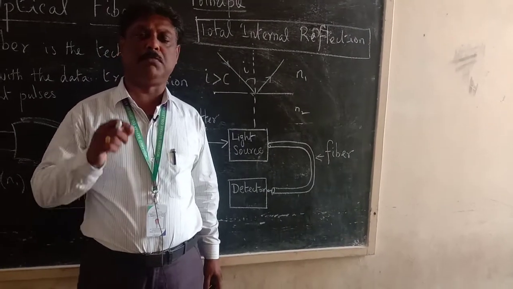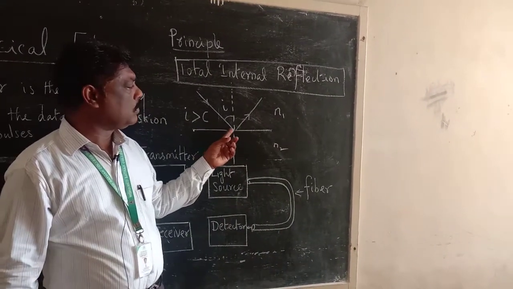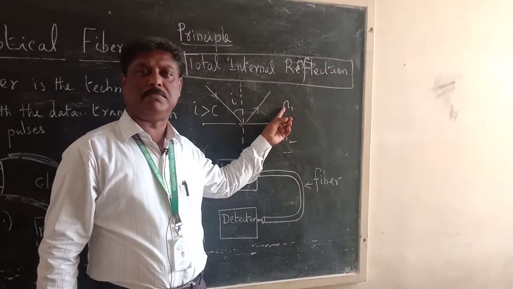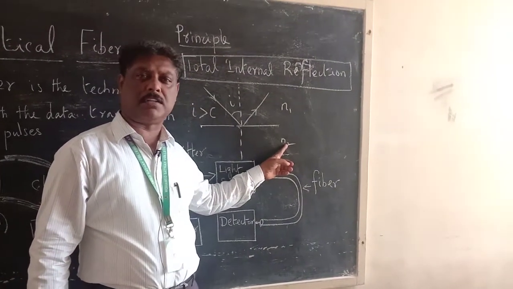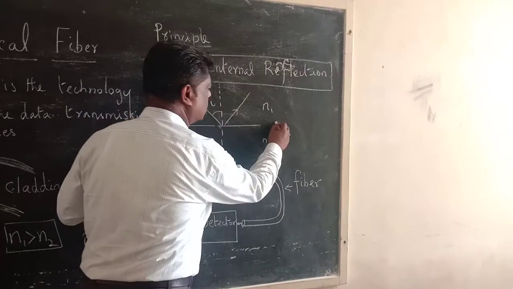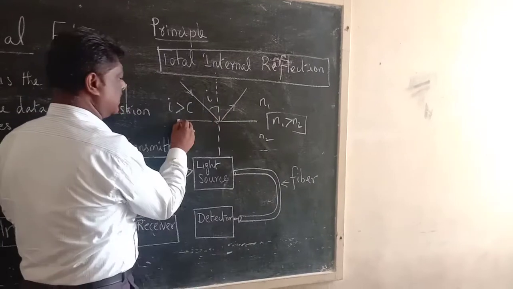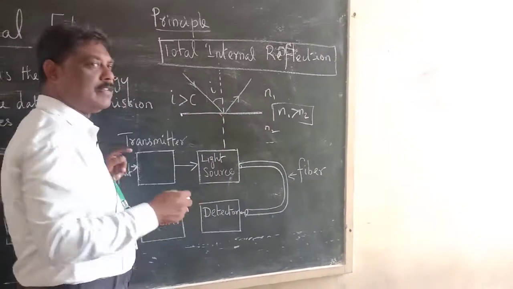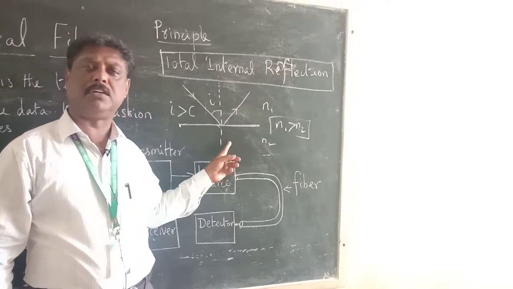So let us see what is meant by total internal reflection. In this process, look at two media. The one is a denser medium with the refractive index N1. Another is a rarer medium with the refractive index N2. Here N1 is greater than N2. And this is the boundary separating the two media, the line joining the first medium and the second medium.